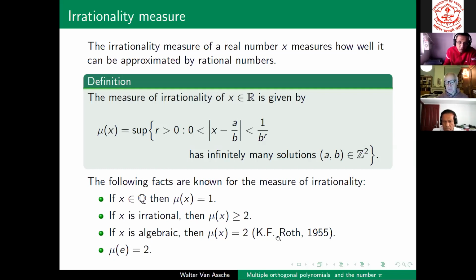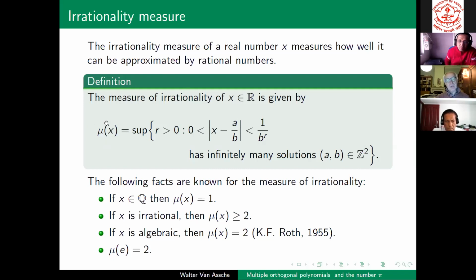In fact, Roth proved it in 1955, and he was awarded the Fields Medal for this result and others, of course. But for the number e, the basis for the natural logarithm or the natural exponential, the measure of irrationality is 2. So e is a transcendental number, but it still has the same measure of irrationality as an algebraic number. But we don't know what it is for pi.